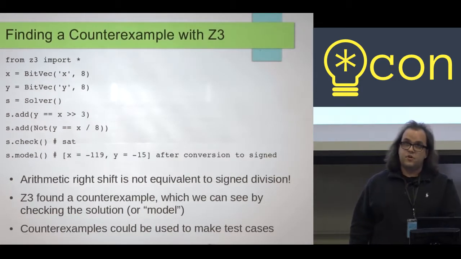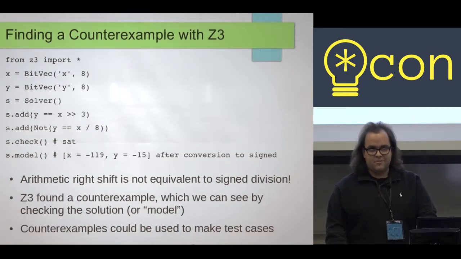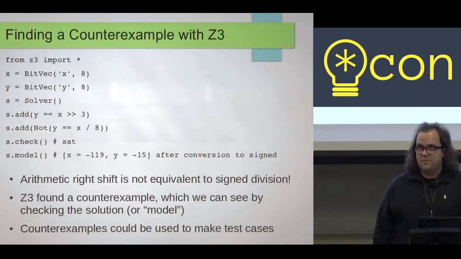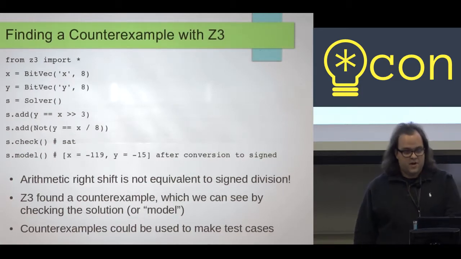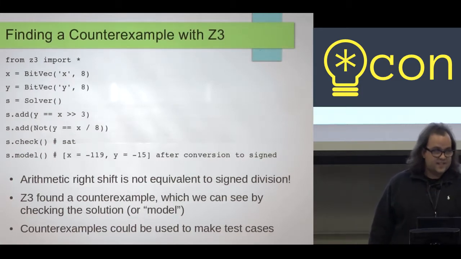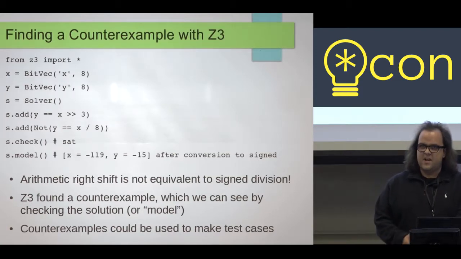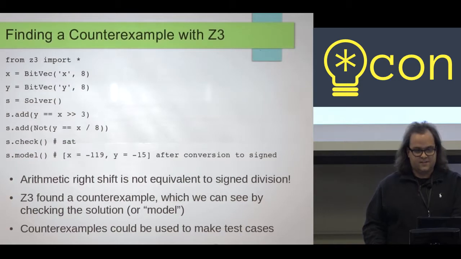To see an example where we do find a counterexample, we can look at arithmetic right shift, which I remember having problems with when I learned C because I thought, oh, it's the inverse of left shift, so it must be like division. It's kind of not, and we can prove that it isn't. So we can set up a similar proof here where we show that x shifted right by 3 is not equivalent to x divided by 8.